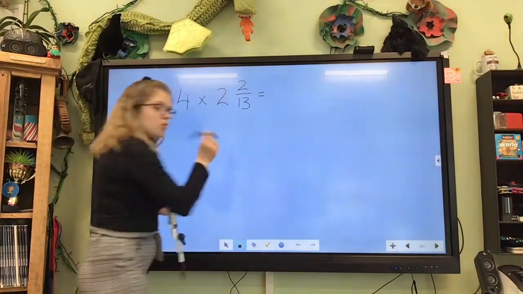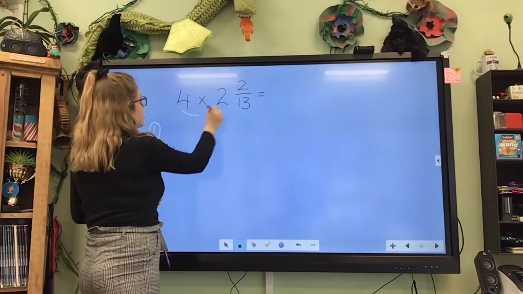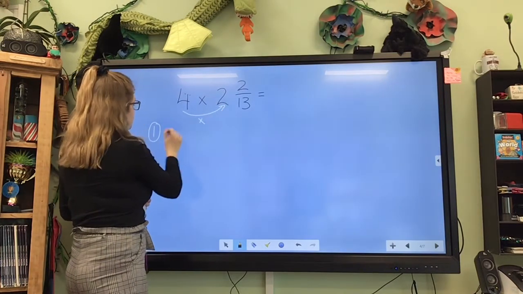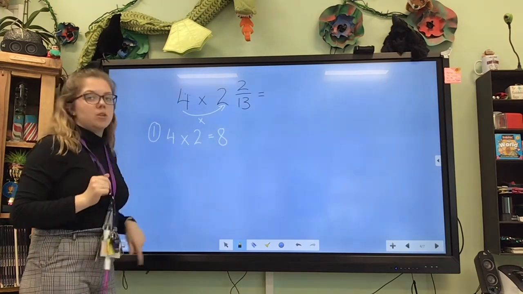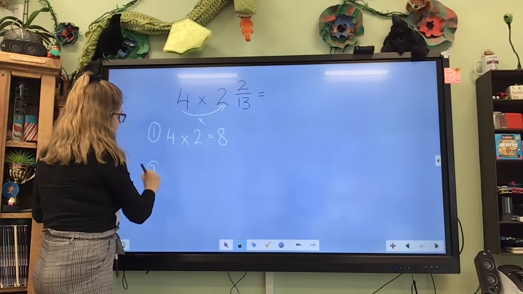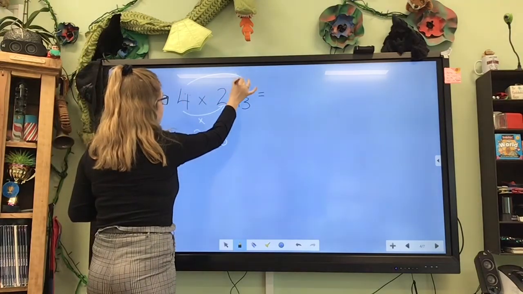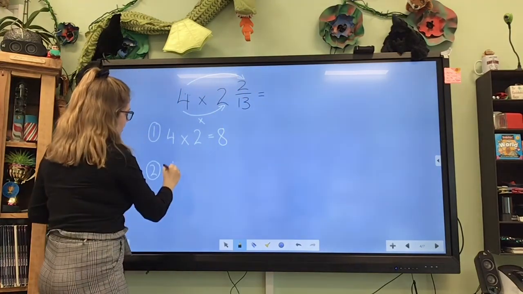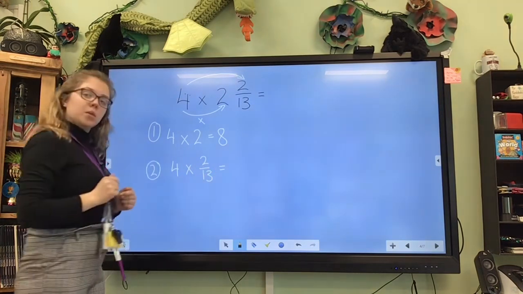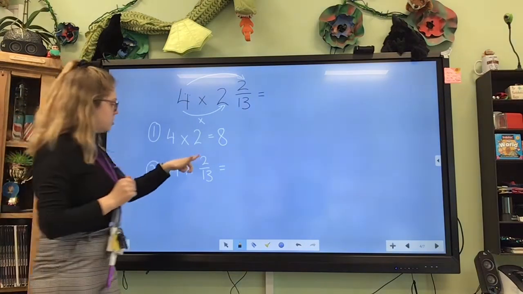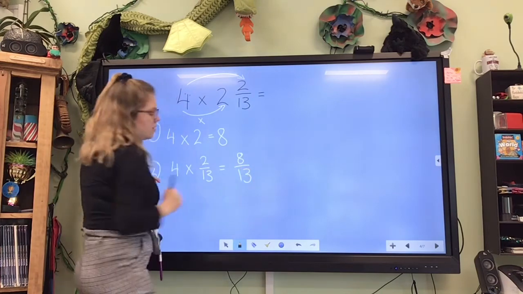So, 3 simple steps. Step number 1, multiply the number of wholes by the integer. So I'm doing 4 times 2. And in my jottings, I can literally do 4 times 2, which is 8. Step number 2, what's the number sentence I'm doing for step number 2? I'm multiplying 4 and 2/13. So I'm doing 4 multiplied by 2/13, like that. And what's that going to be? 4 times 2, because I'm multiplying the integer and the numerator, and that is going to be 8/13.